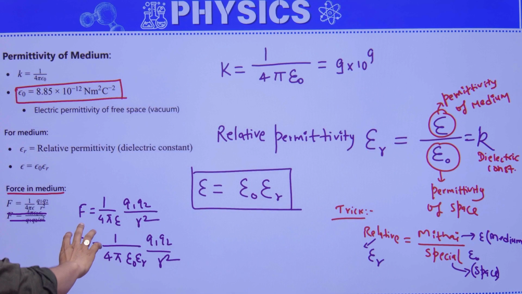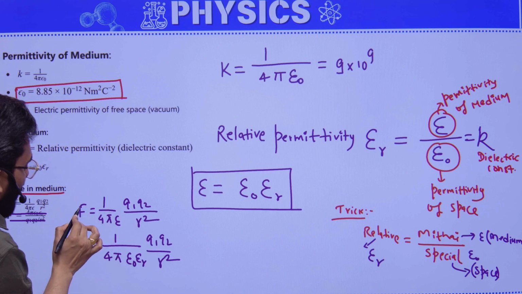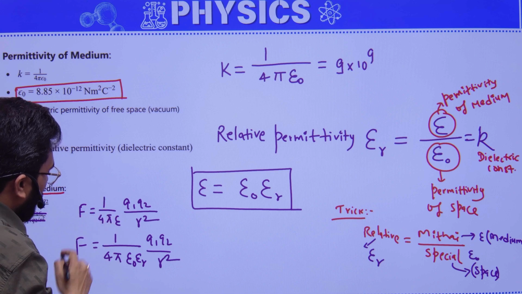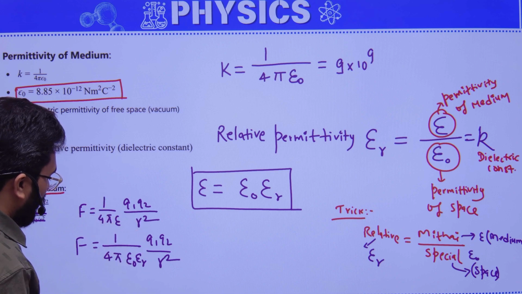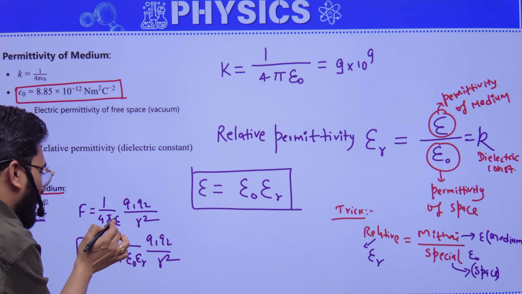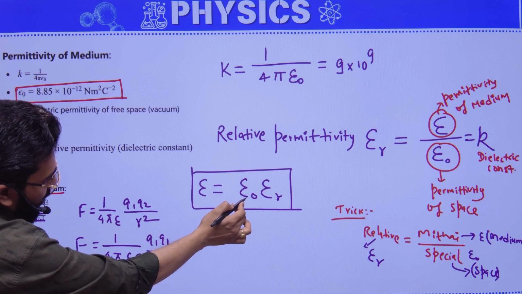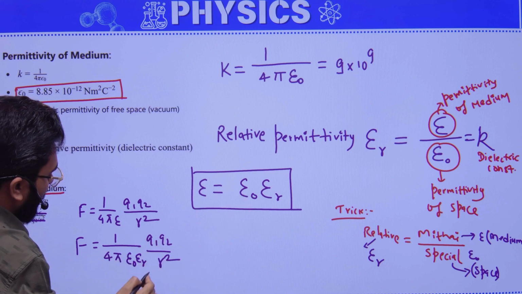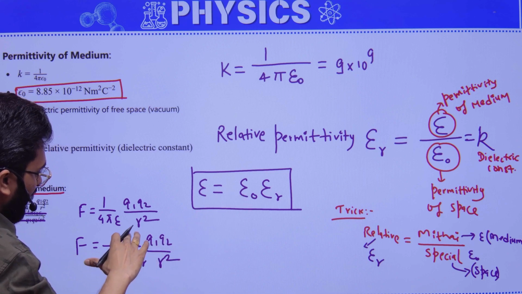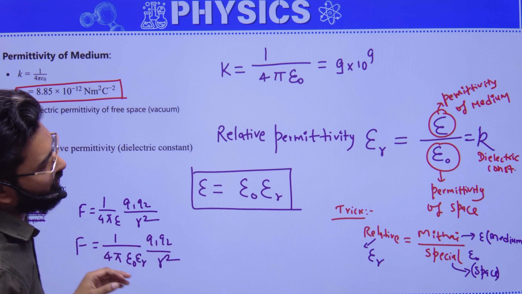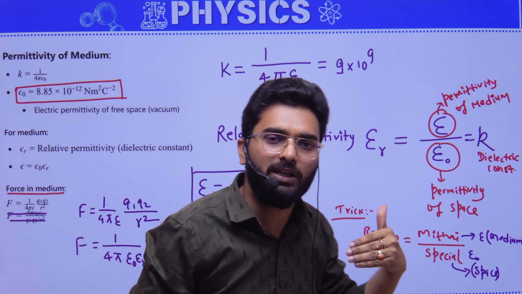And here it also changes the value of epsilon. That means this is the formula: F is equal to K, 1 upon 4 pi epsilon, Q1 Q2 by R square. Instead of epsilon we will use this product, epsilon naught into epsilon R, to maintain the value of this formula, right? In questions it will be more clear.